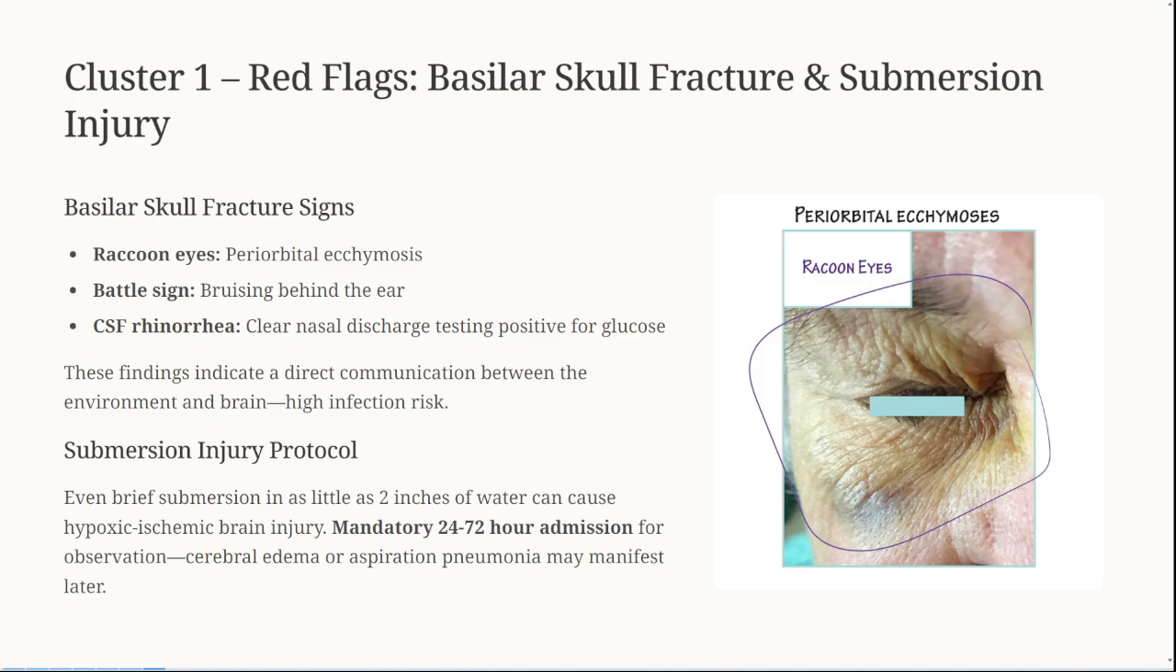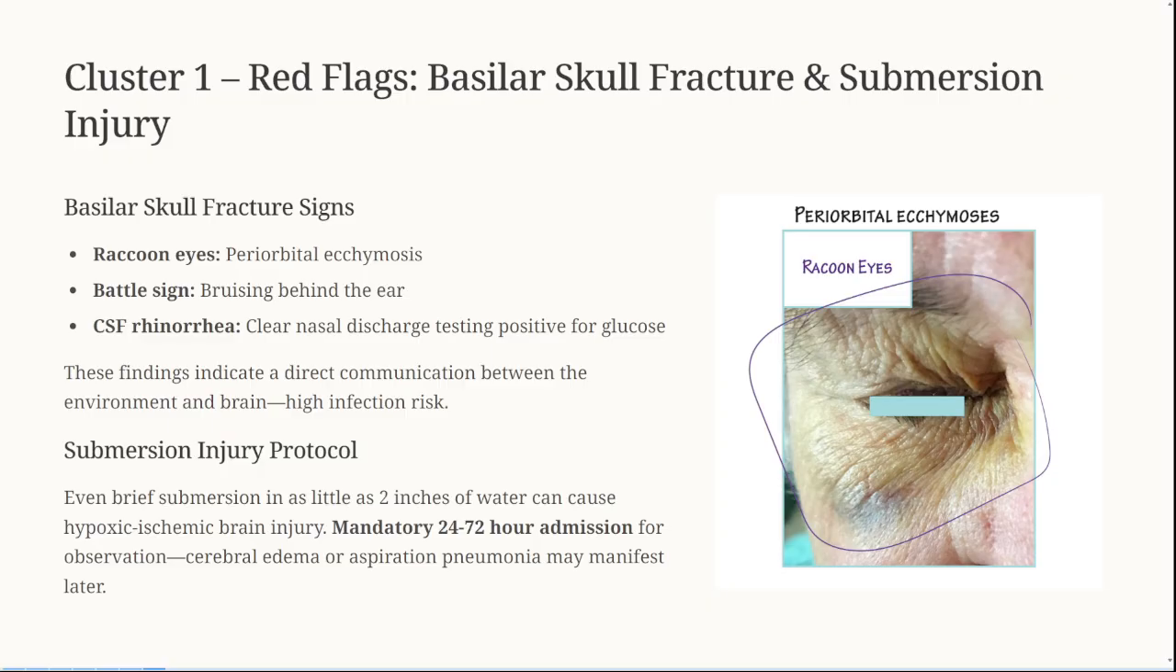And what about submersion injuries or drowning? Even a brief submersion, even in just 2 inches of water, can cause a hypoxic ischemic brain injury. These kids must be immediately resuscitated, and critically, they have to be admitted for 24 to 72 hours of observation. Why so long? Because the adverse effects, things like cerebral edema or aspiration pneumonia, can take time to manifest. You can never assume a brief submersion means they're okay.